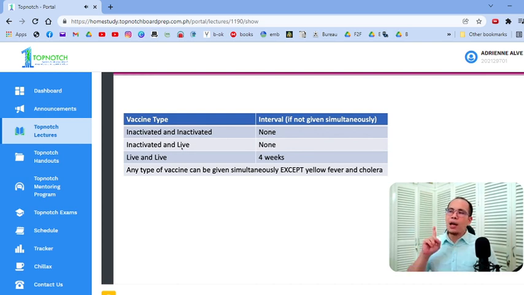Okay? Eh, paano, Dok, pag inactivated saka live? Kunwari, nagbigay ako ng chickenpox saka pneumonia. So, pneumonia is inactivated, chickenpox is live. Pwede ba silang sabay? Huwag ka na mag-isip. Yes. Okay? Eh, Dok, nauna ko nabigay yung chickenpox. Bukas, pwede ba yung pneumonia? Pwede. 1 week, pwede. Okay? Malinaw?